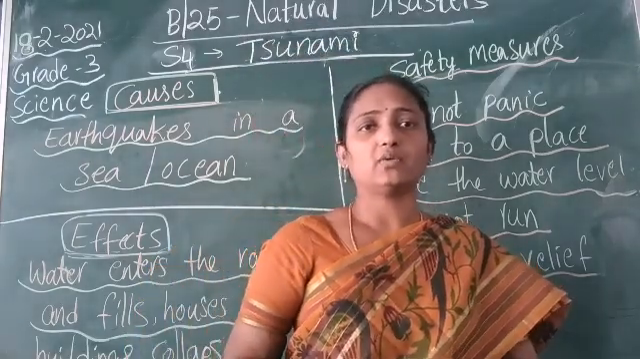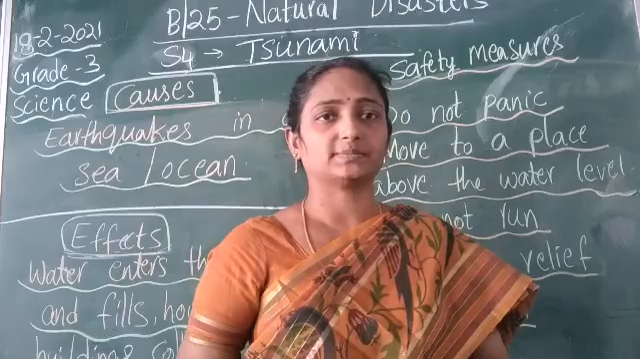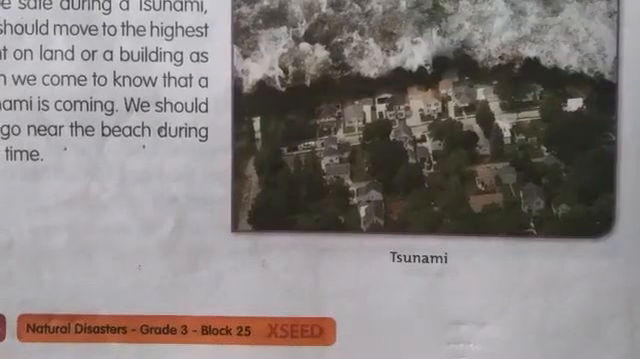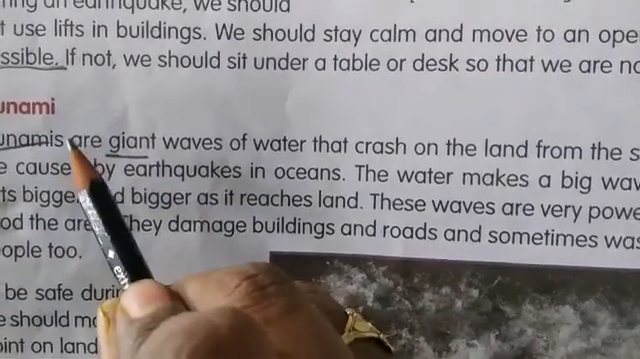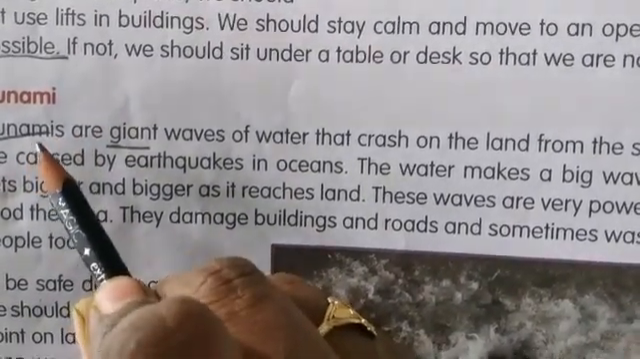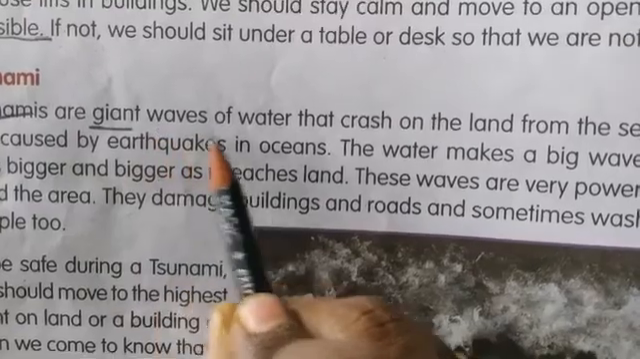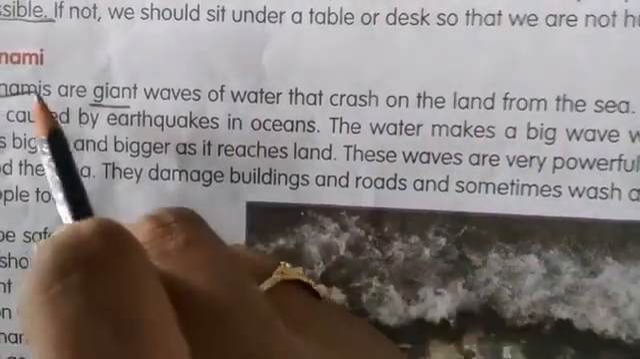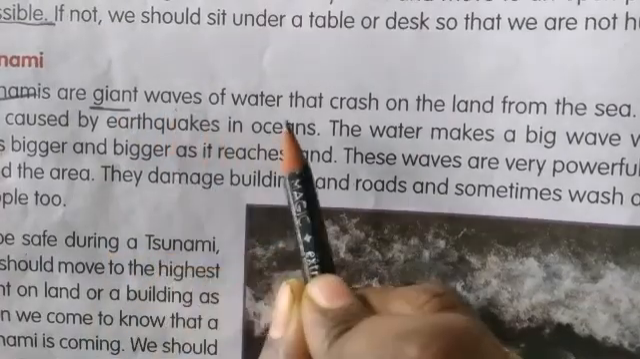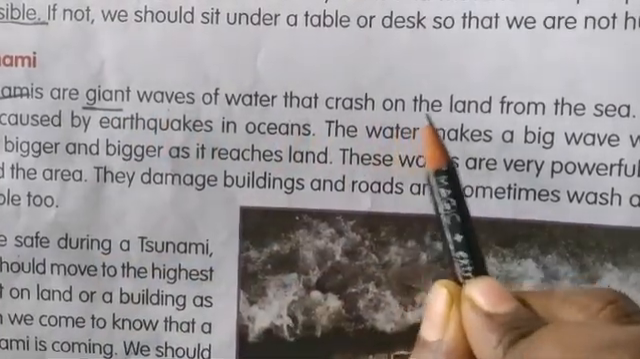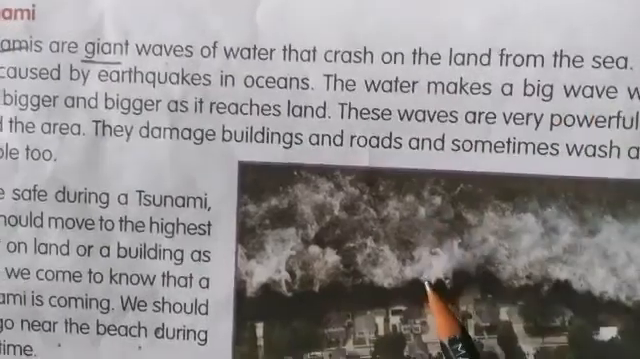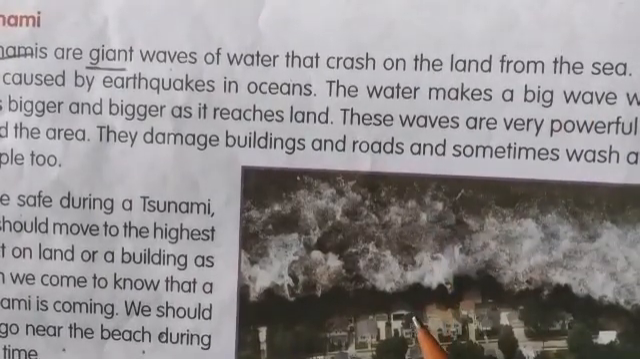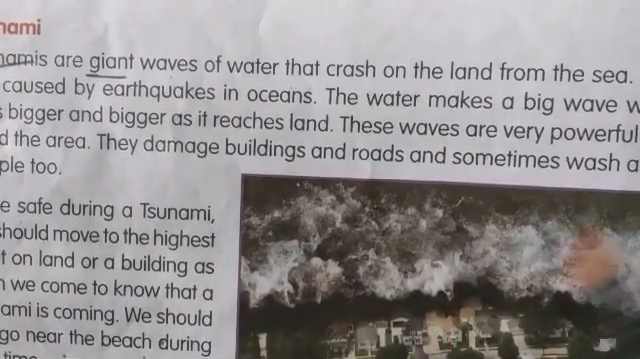Okay children, now let us learn from the reader. Children, open your workbook, page number 156. Tsunami. Tsunamis are giant waves of water that crash on the land from the sea. You can see the giant waves, how they are hitting the land part.